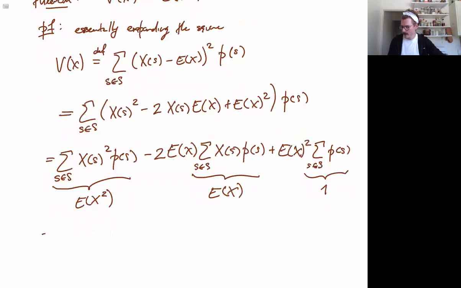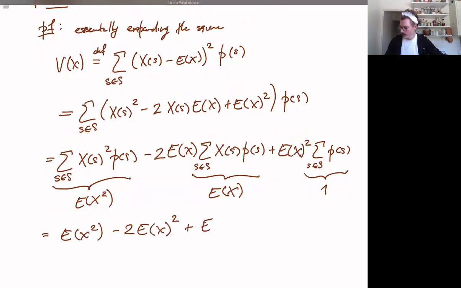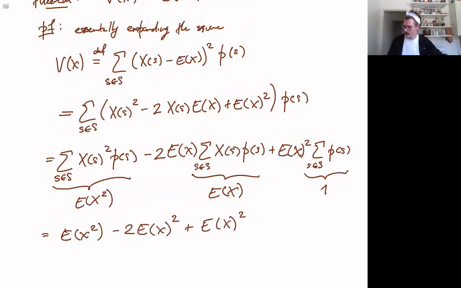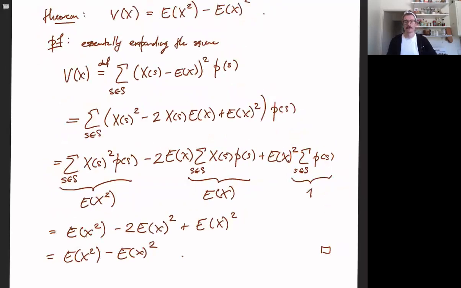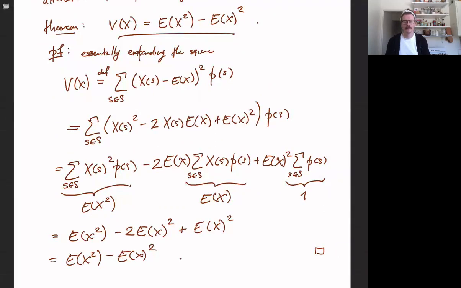So rewriting this, we get expected value of x squared minus 2 expected value of x times expected value of x. So that's the square outside, plus 1 times expected value of x squared, and this just cancels with this to give expected value of x squared minus expected value of x squared. And that is the formula that we were aiming for. Wonderful.